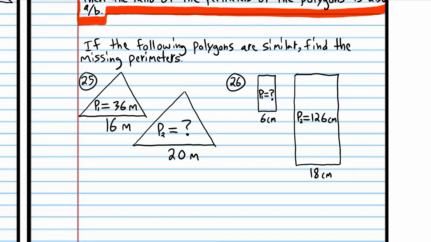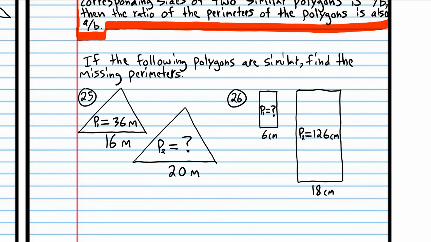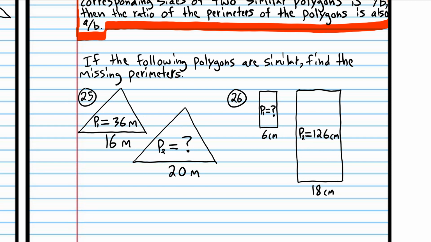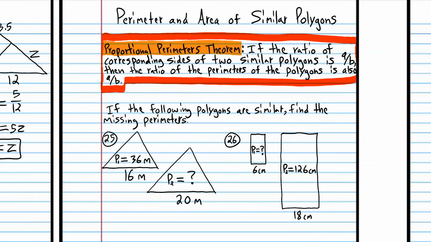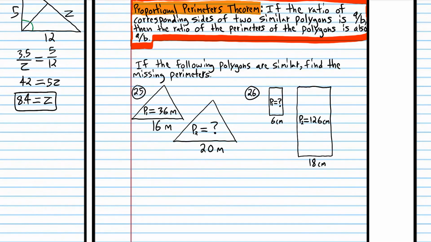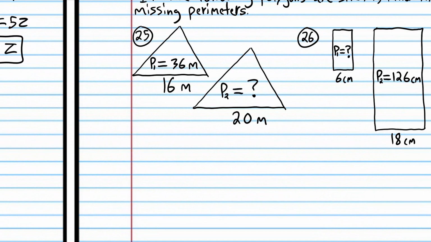So it says here, if the following polygons are similar. Okay, so we're assuming that these triangles are similar, or these rectangles are similar. They're telling us they are similar. What this theorem tells us is that if we know that two polygons are similar, then the ratio of corresponding sides is equal to the ratio of the perimeters.